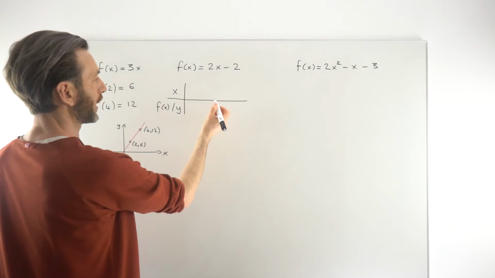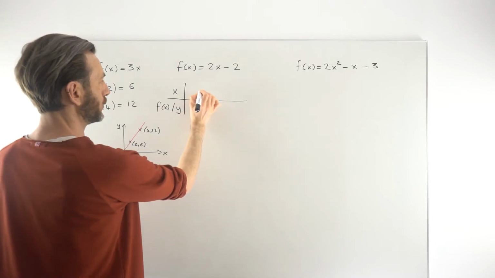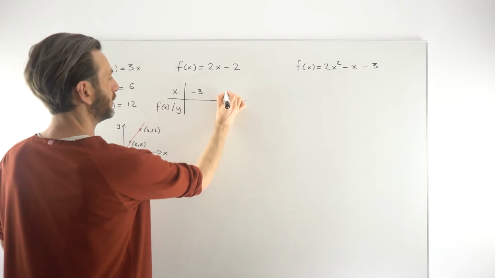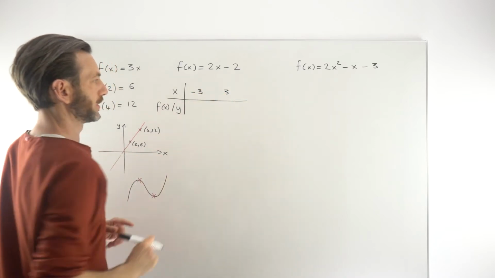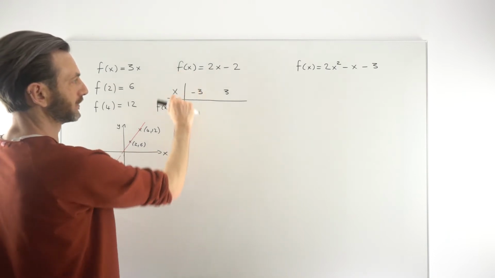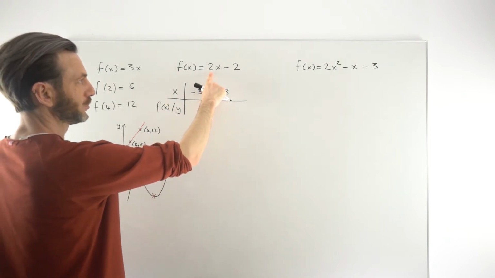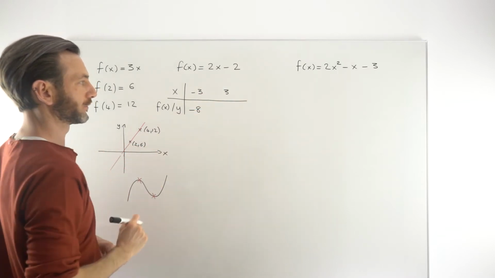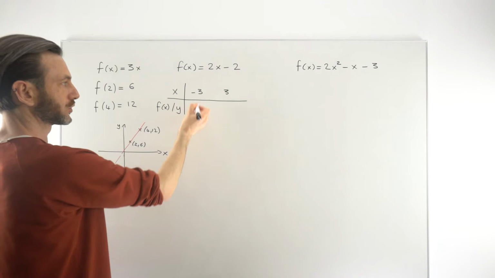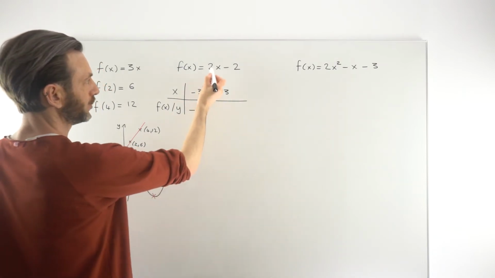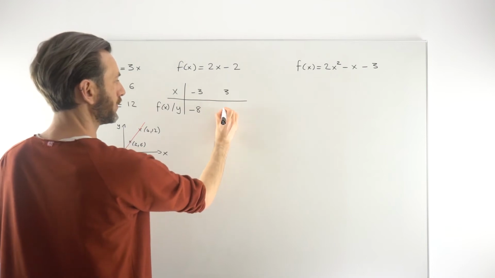So if we choose a couple of points here, so let's say we choose x at -3, and then we'll just choose +3 as well to see what happens. So if we put -3 into there, so f of -3, -3 times 2, -6, minus 2 is -8. Okay, so that's our first pair of coordinates. Put 3 into there to get f of 3. 2 times 3 is 6, minus 2 is 4.